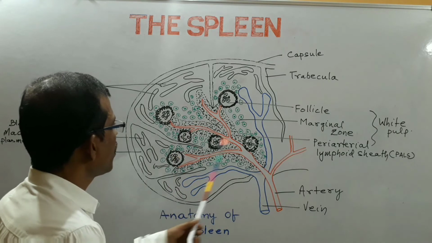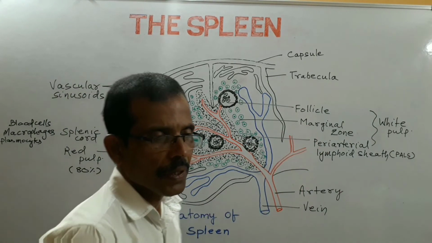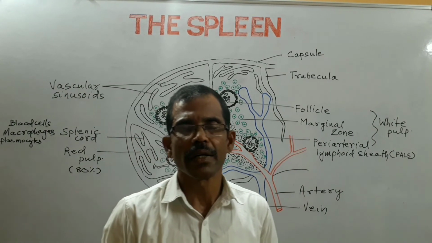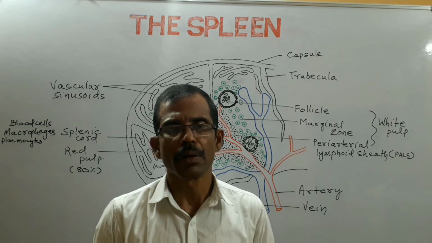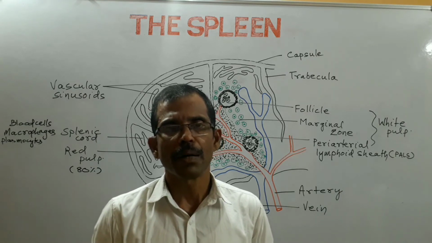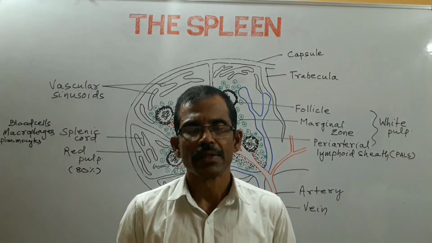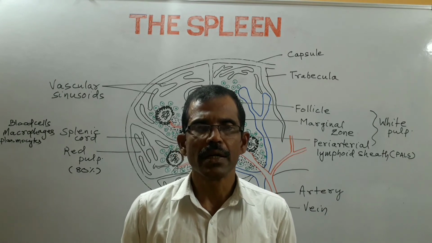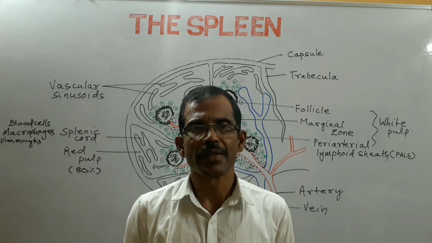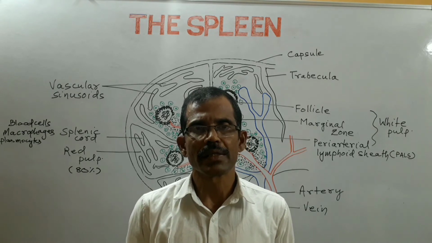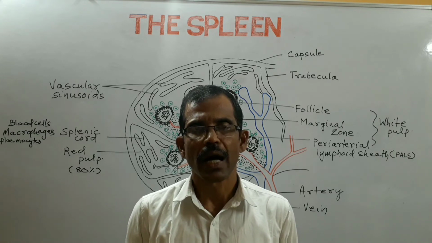These are the lymphoid follicles. Two types of lymphoid follicles are seen in the white pulp: primary lymphoid follicle and secondary lymphoid follicle. The primary lymphoid follicle contains mainly small immature lymphocytes. When the primary lymphoid follicle matures and increases in size, it is known as a secondary lymphoid follicle. The secondary lymphoid follicle differs from the primary follicle in having a germinal center. The germinal center is the site where the B lymphocytes acquire the ability to produce antibodies.